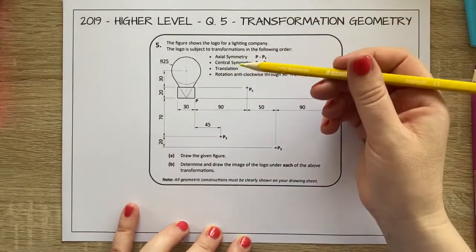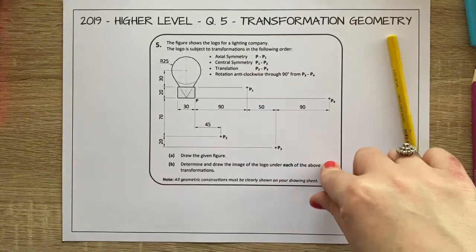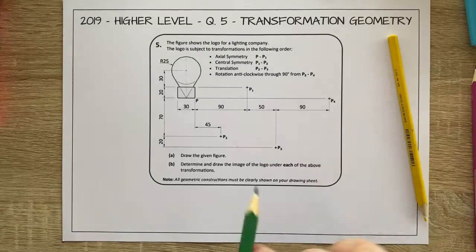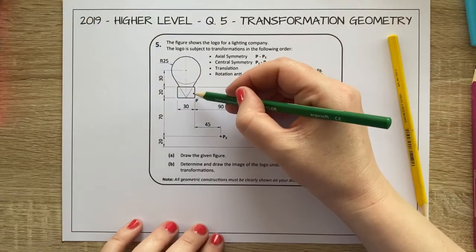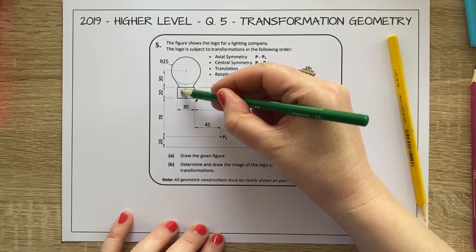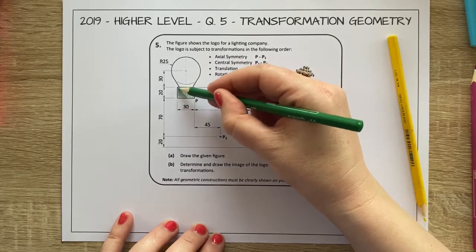Okay, so the logo we're given is the logo for a lighting company, and that logo is made up of this, I was going to say basket, but this base section, this rectangle. So it's made up of a rectangle that I'm just going to shade in. And the reason I'm going to shade it is I'm going to follow each pattern then all the way around as I do the question.